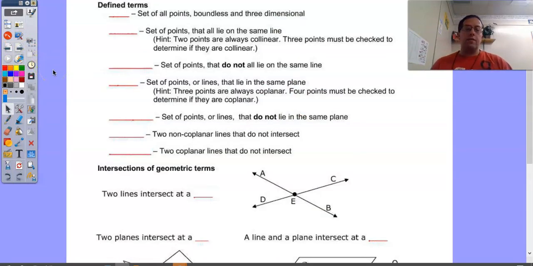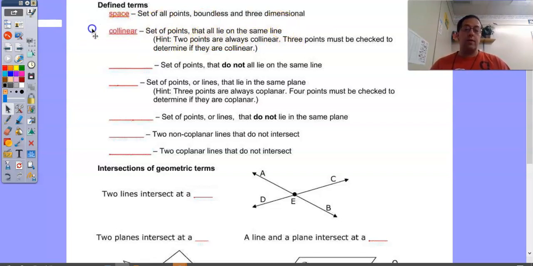So those were undefined terms, and we will use those things that we can't really define because they're circular, to define things that we can actually define. So we already talked about this. The set of all the points, boundless and 3-dimensional, that's space, right? That's everything.